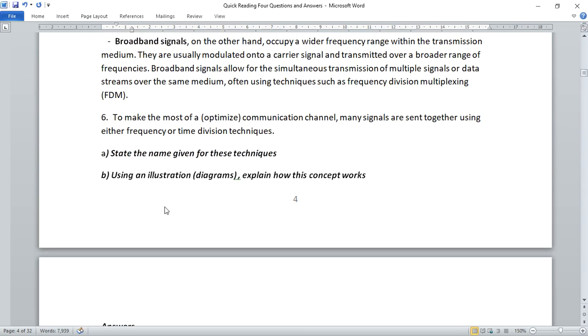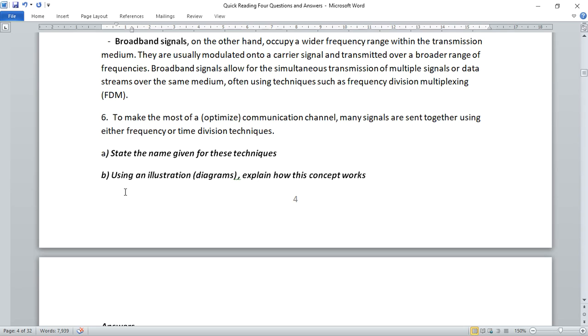Then we have question number 6: to make the most of, or to optimize. Some other guys will say to optimize a communication channel, or to make use of it. To optimize a communication channel, many signals are sent through using either frequency or time division techniques. So we have these two ways of making use of a communication channel. State the name given for these techniques.